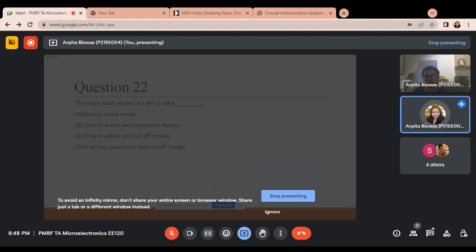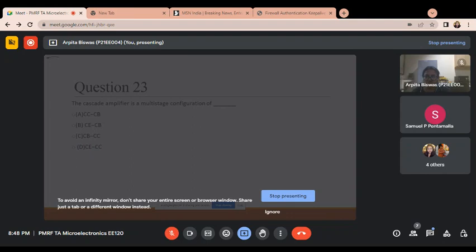Then the question number 22. The inverse mode model of BJT is valid for only in active mode, only in active and saturation mode, only in active cutoff mode, and option D is in active, saturation and cutoff mode, for all three. D, madam. All D. Yes. Option D.